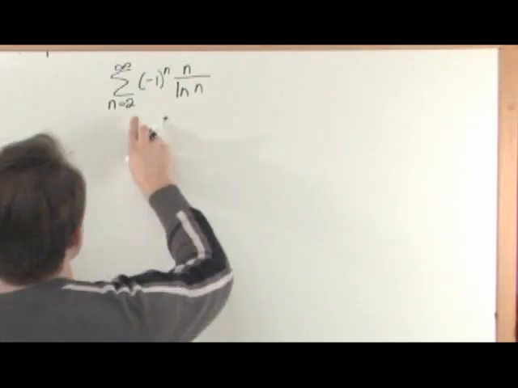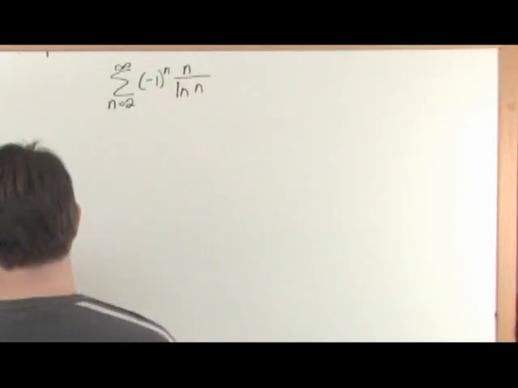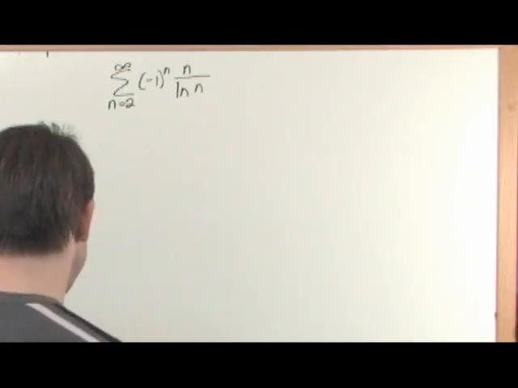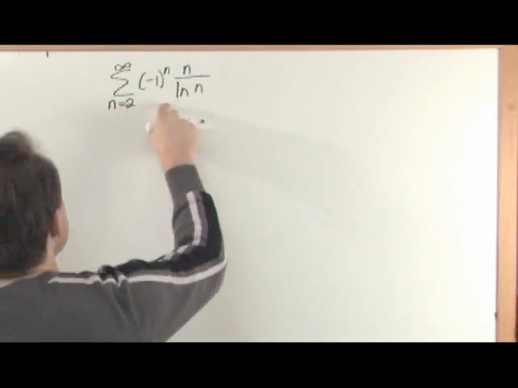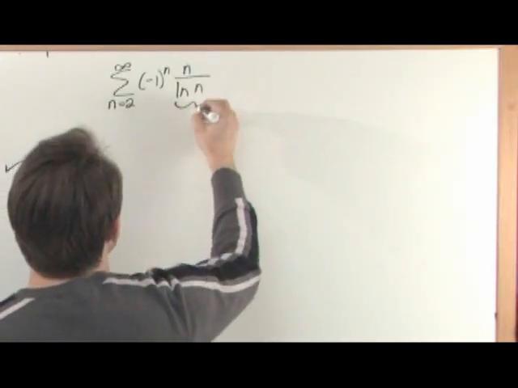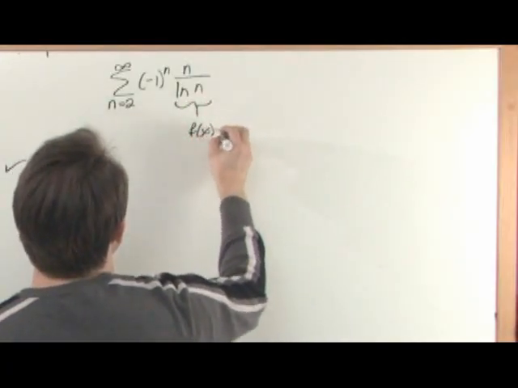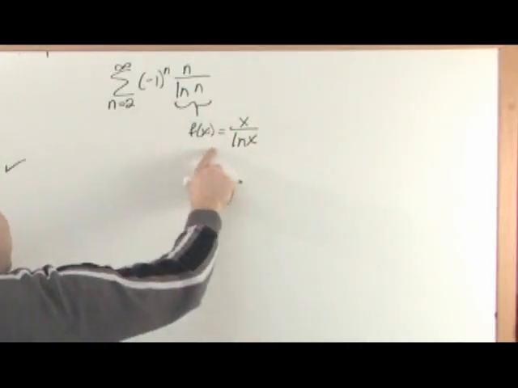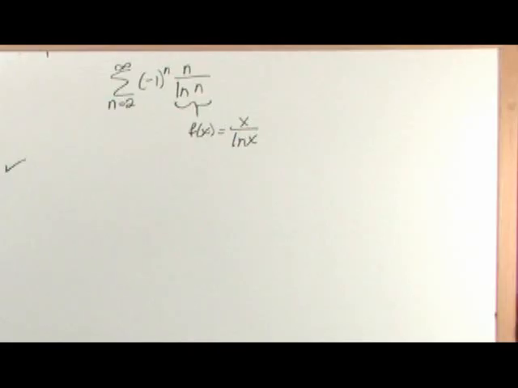Well, it's hard to tell. You can start plugging in values here, 2, 3, 4, 5, find out if the terms decrease, and you could do that. That probably works just fine. But another way to do it is to pretend that this is a function, so I can say f of x is equal to x over natural log of x. The reason I'm going to do this is I can take the derivative of that function, which is the slope or the rate of change.